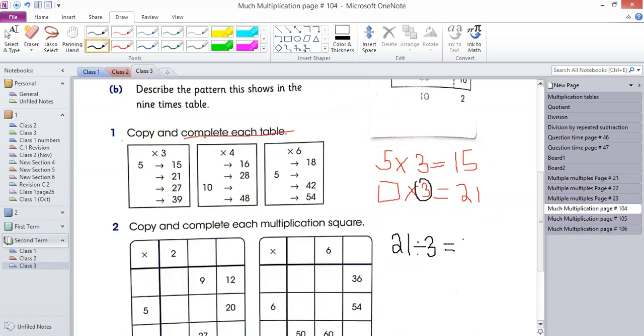3 1s are 3, 3 2s are 6, 3 3s are 9, 3 4s are 12, 3 5s are 15, 3 6s are 18, and 3 7s are 21. So 7 is the number. If you multiply it by 3, the answer will be 21. So guys, if the first number is missing, divide that number by 3 and you will find out that number. So I am going to write for you that this is 7. 7 multiplied by 3 equals 21.